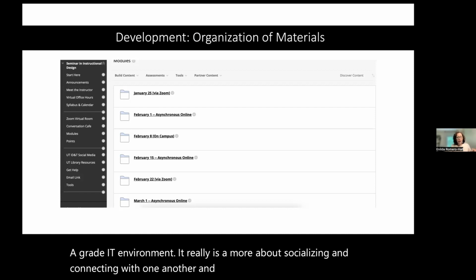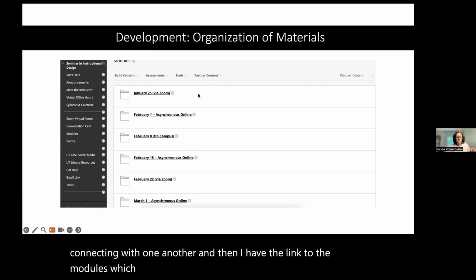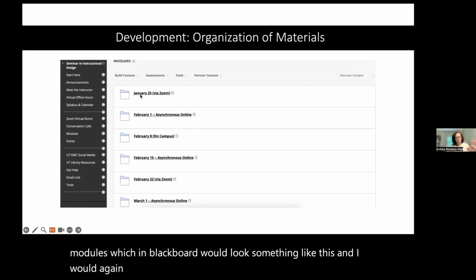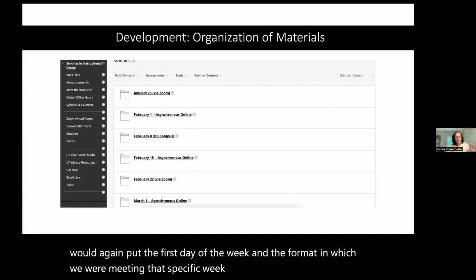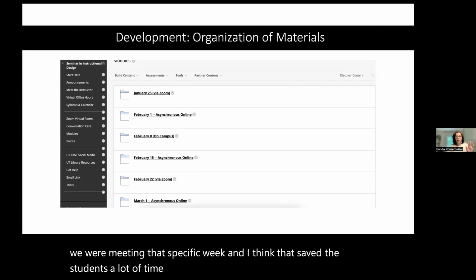And then I have the link to the modules, which in Blackboard would look something like this. And I would, again, put the first day of the week and the format in which we were meeting that specific week. And I think that saved the students a lot of time on trying to figure out, like, are we meeting on campus?